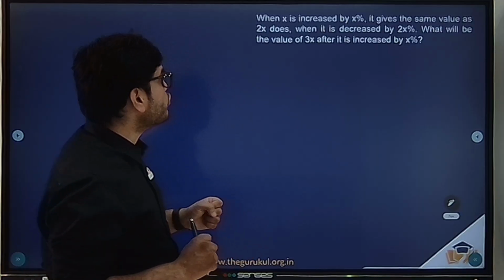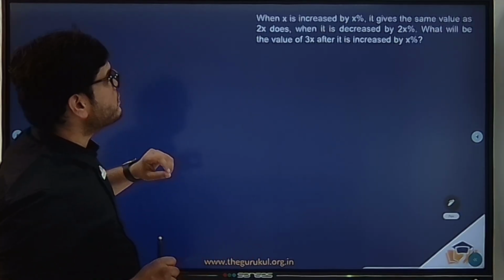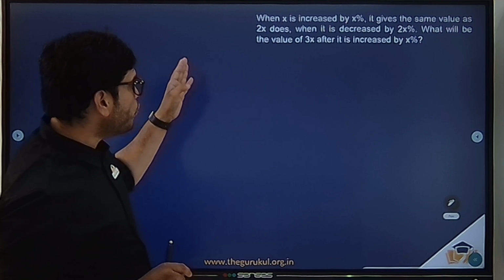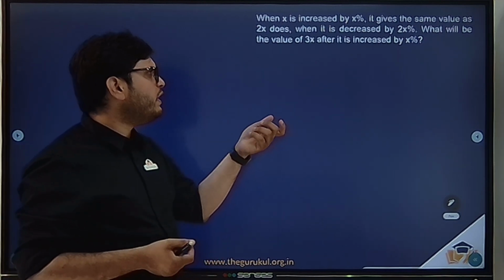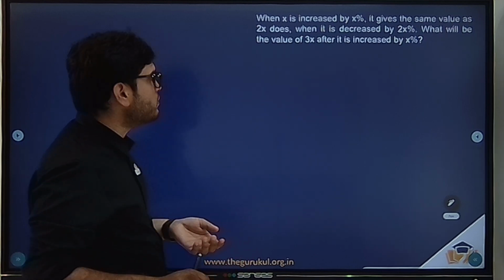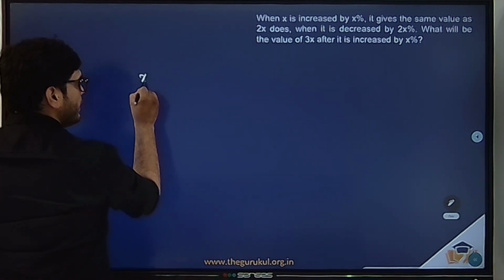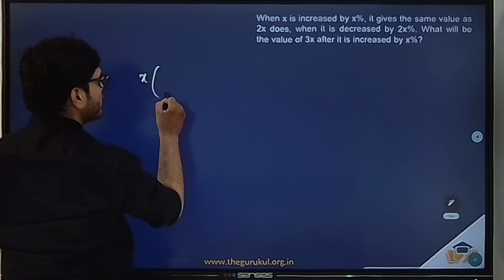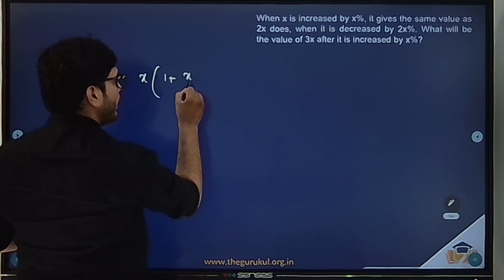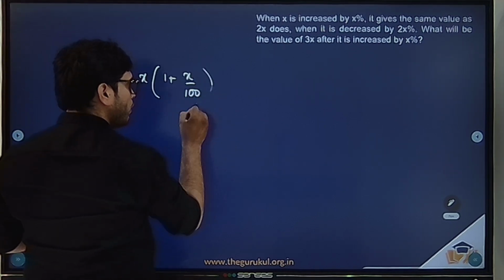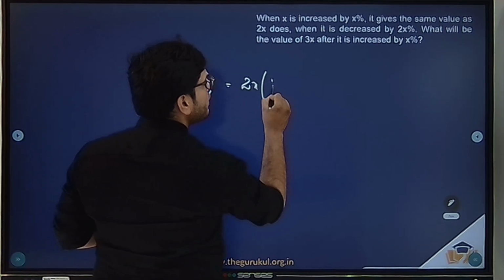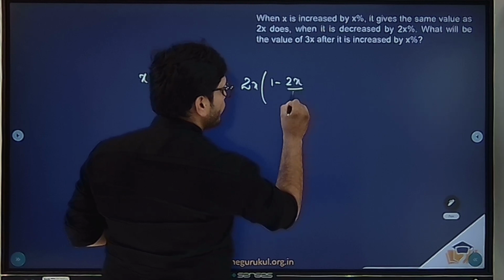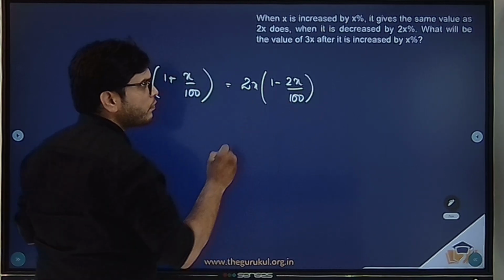Now coming to the fourth question. When x is increased by x%, it gives the same value as 2x does when it is decreased by 2x%. What will be the value of 3x after it is increased by x? So we have x initially. Now this was increased by x%. So 1 plus x by 100. Now this value is same as when 2x is decreased by 2x%. So 2x by 100. Right?